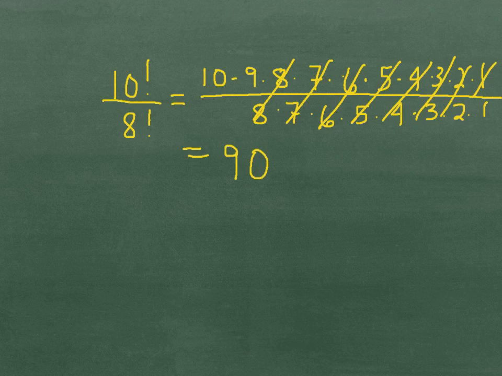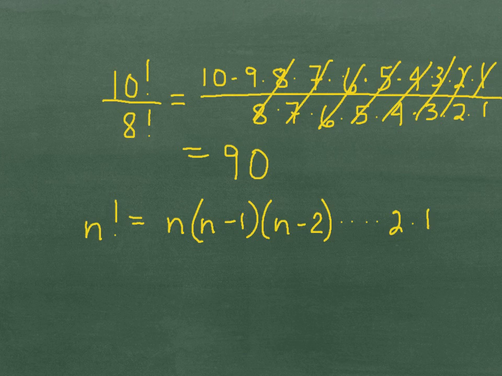And because of that, what we know with n factorial is that it's going to be n times the number that is 1 lower than that, n minus 1, times the number that's 1 lower than that, n minus 2, all the way down to 2 times 1. And sometimes it's easier to write n factorial as n times n minus 1 factorial. And you'll see that in this sort of problem.